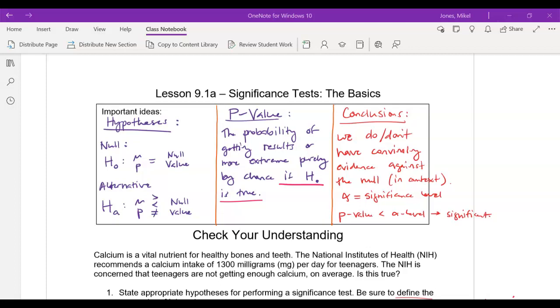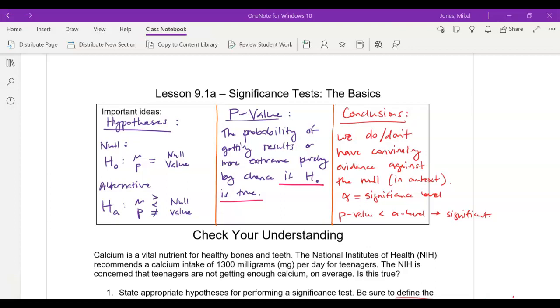So just a review of the big ideas, writing the hypotheses, the null versus the alternative. H0 is either mu or p equals the null value. The alternative is that mu or p is either greater than, less than, or not equal to the null value, just depending on the claim that we're trying to test.